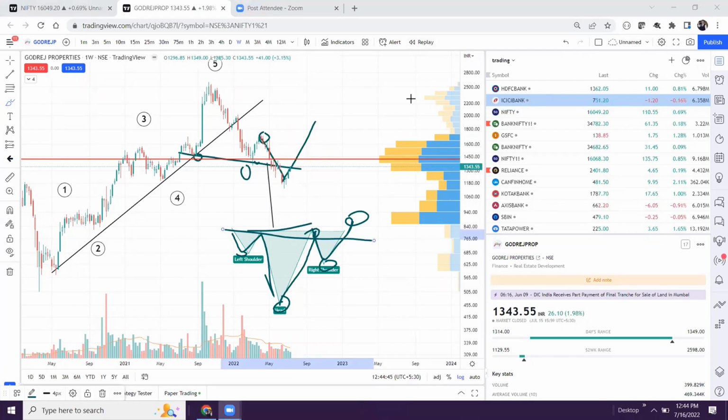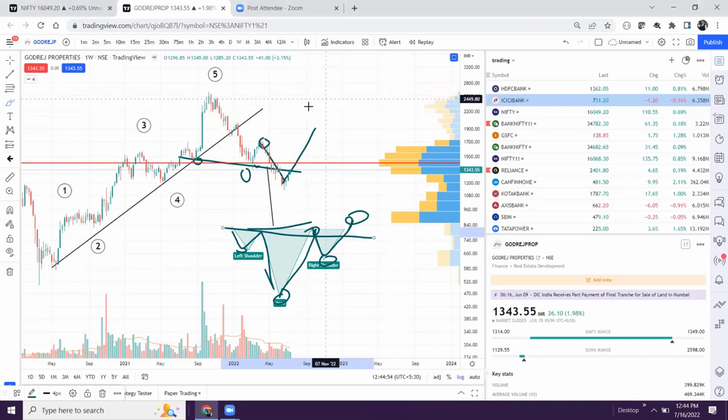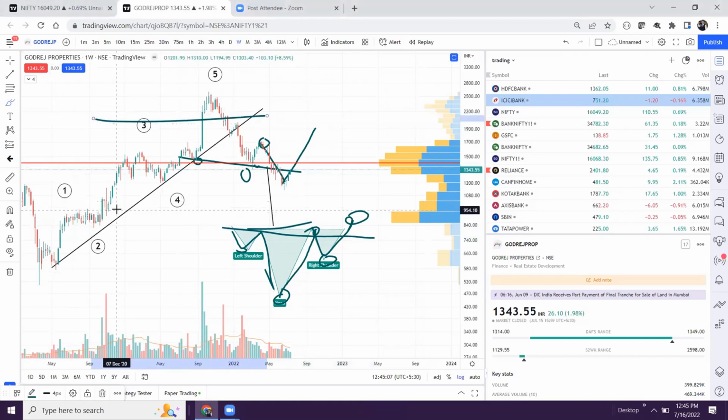See, this is actually volume profile, this is TradingView, and this is paid, but on Fyers also you can get this for free. If you have a Fyers account, this is free in Fyers. So is this concept clear to everyone?